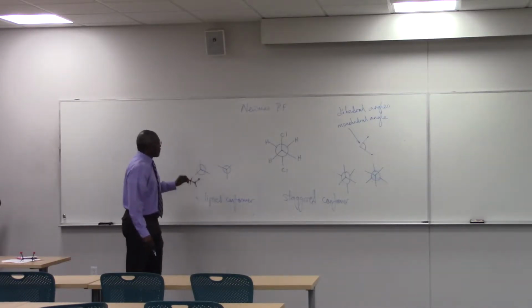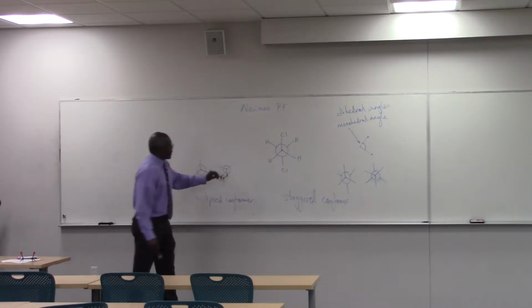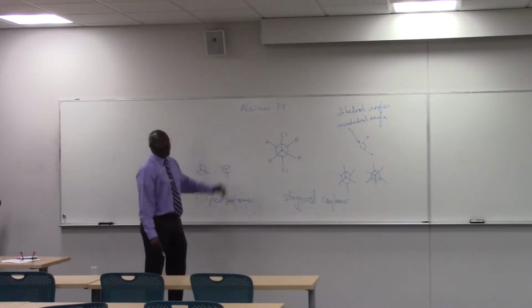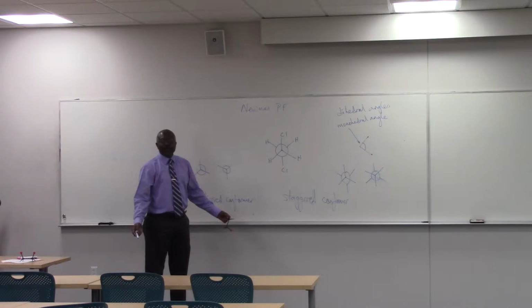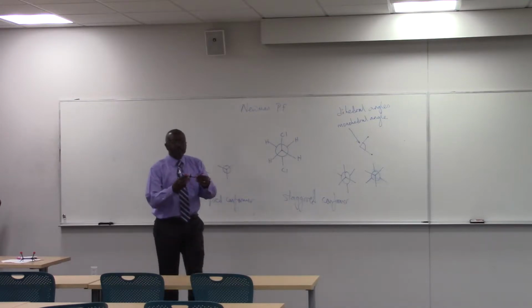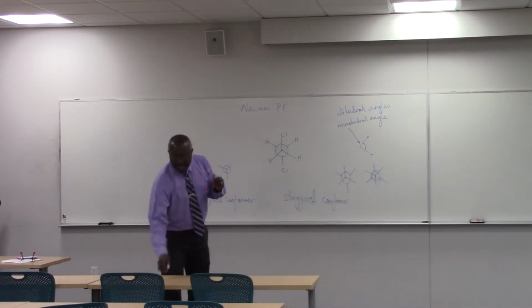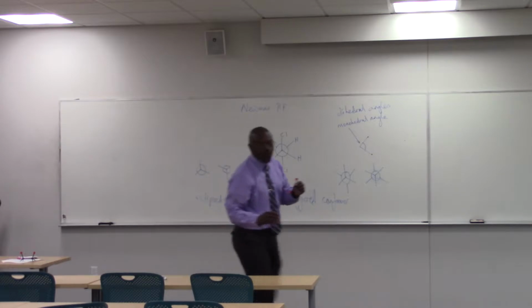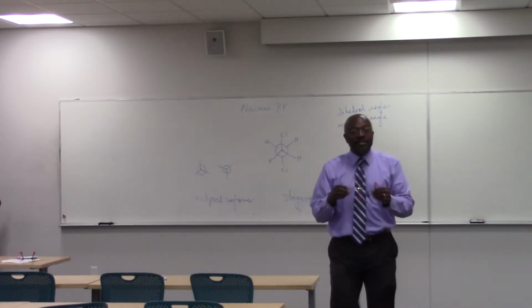Because the front group blocks the back group. Well, that's useless, right? I mean, it's not giving me enough information as to what's behind. So it doesn't profit me to look straight down the molecule when it is eclipsed, right?